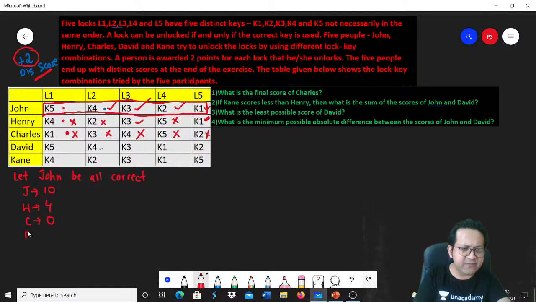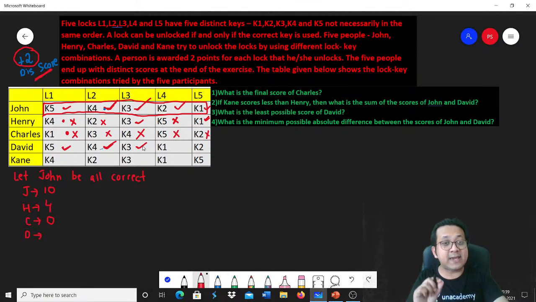Next, let's say David. So David, first one, he used K5. Correct. Why? Because if you see John, the correct key was K5. David got this correct. What about K4? K4 is also correct, because lock 2 correct key, you have assumed it to be K4. So you got K4 correct. K3, is this correct? Definitely. For lock 3, if you see the first row, the correct key is K3 and you have K3. So even this is correct. What about K1? This is wrong because the correct key is K2. Here it is K2, wrong because the correct key is K1. So he got 3 correct.